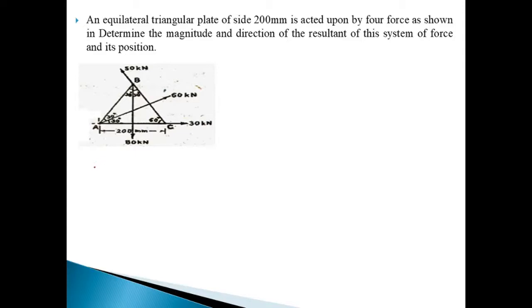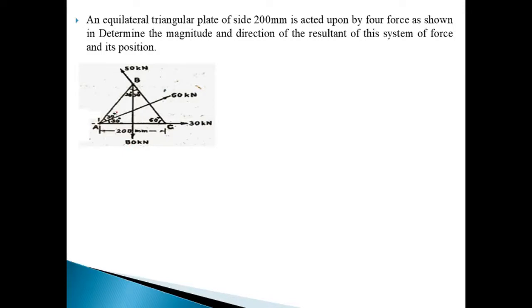In this video we will see the resultant of these four forces. The forces are acting along the sides of the equilateral triangle. So this triangle ABC is an equilateral triangle, and the side of that triangle is 200 mm, and the forces are 30 Newton along AC, 60 Newton along this line, which makes an angle 30 degree with horizontal, and 50 Newton along BC, and 80 Newton, or 80 kilonewton, along the vertically downward direction.